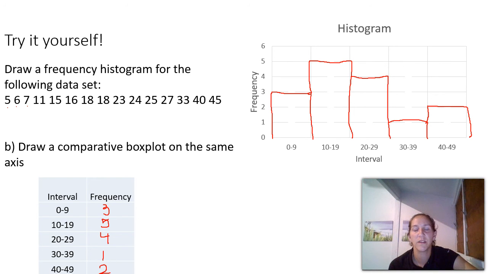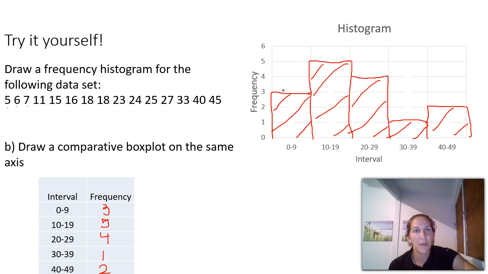Okay, so now what we're going to do is draw the comparative. I just cross-hatch that quickly so we can see that a bit better. So next one, we're going to draw the comparative box plot. So the steps that we need to do is figure out our 5-number summary: lower quartile, upper quartile, min, max value, and median.